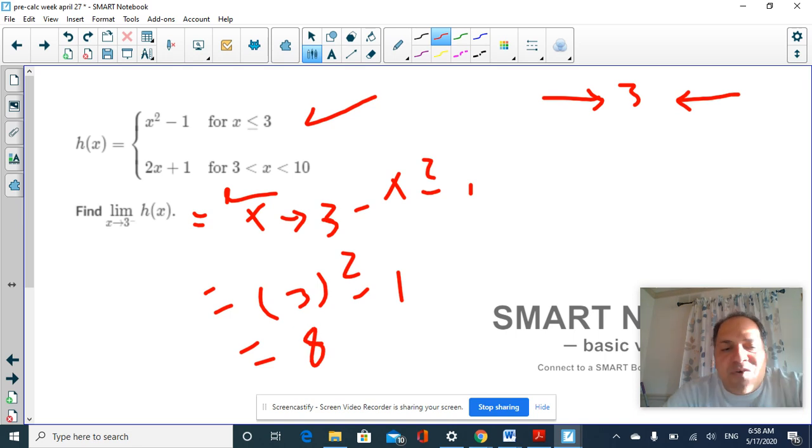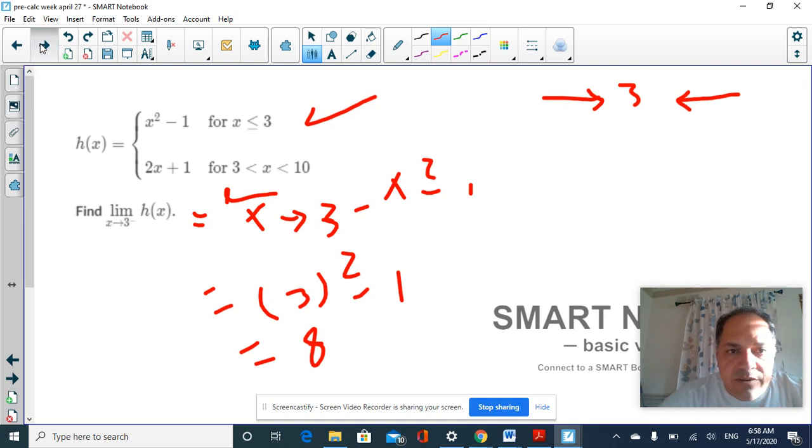What if I'm looking for a limit of h of x when x approaches 3 from the positive side? Yes, we are going to use the second function, plug in 3, so it's 2 times 3 is 6, plus 1 is 7. So does the limit exist? No, because from left it is 8, from right it is 7, so it means there is a jump in this function. It's not continuous, okay?